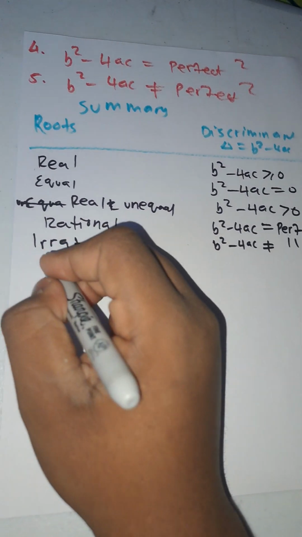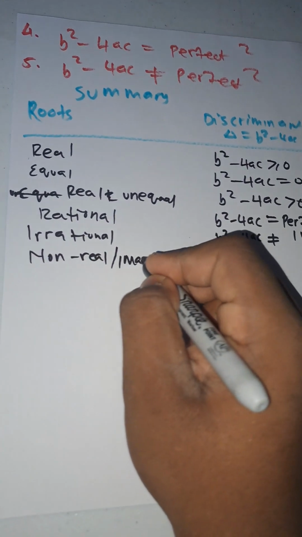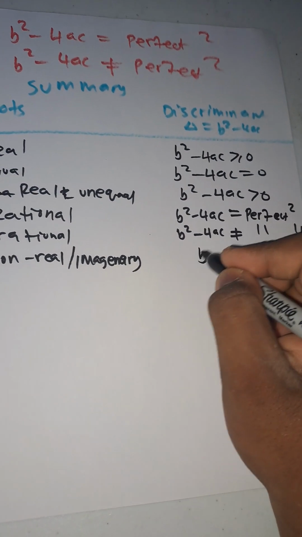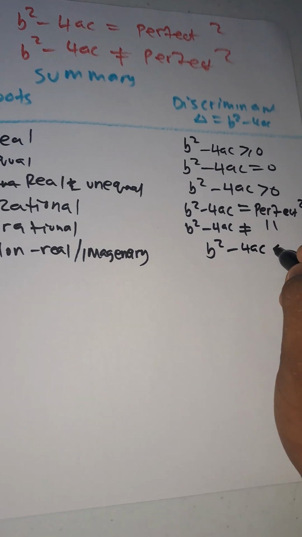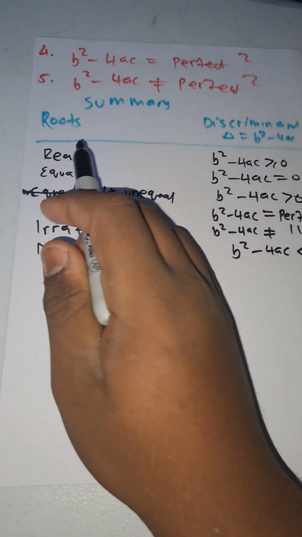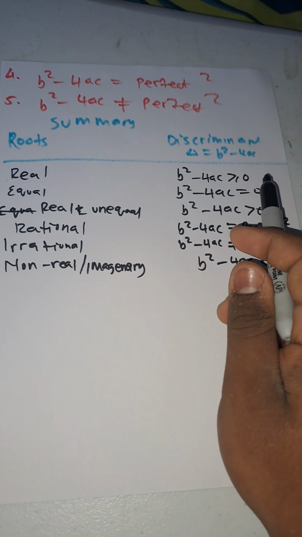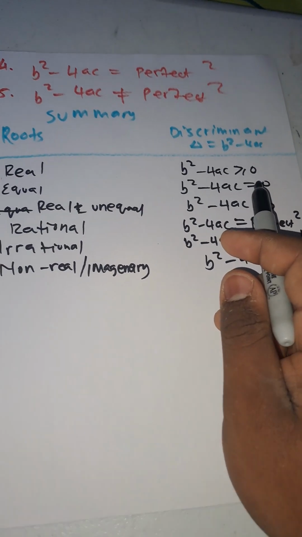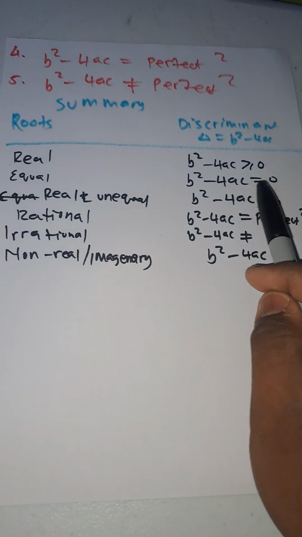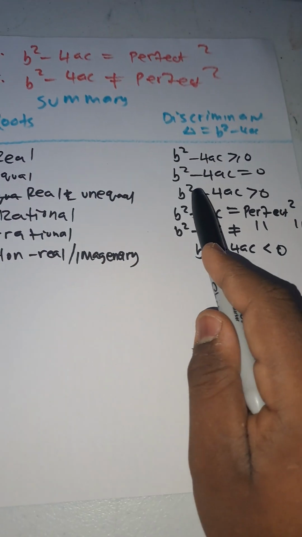And then the non-real or imaginary, then the discriminant, it is what? Less than 0. You see, guys, this is what it did. When the roots are real, the discriminant, it is greater or equals to 0. And then when the roots are equal, the discriminant, it is what? Equals to 0.